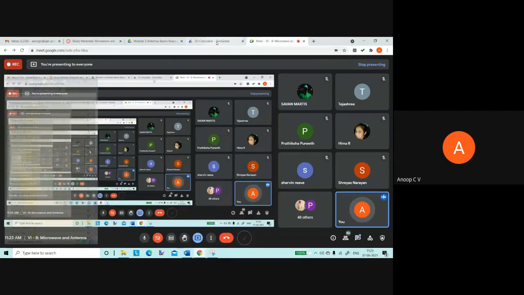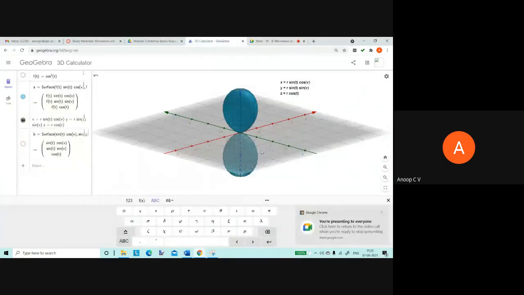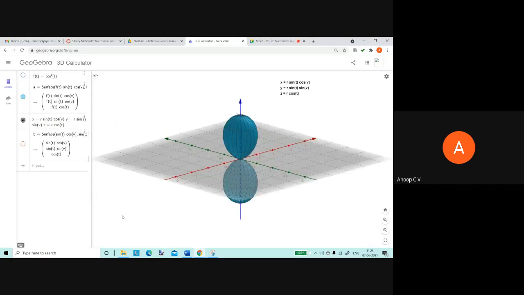What we'll do is, I'll go to this GeoGebra 3D calculator. Mahesh sir might have used it while teaching, right? Oh, sorry, it got stuck. Give me some time. Yeah. So what I've done is, right.